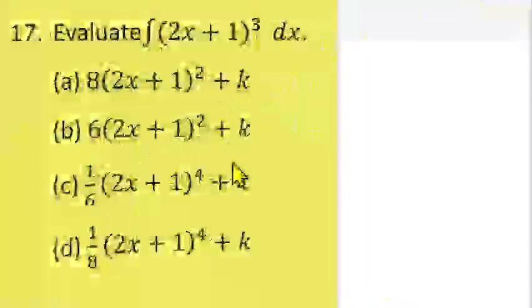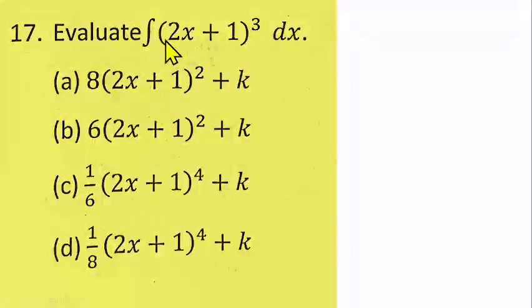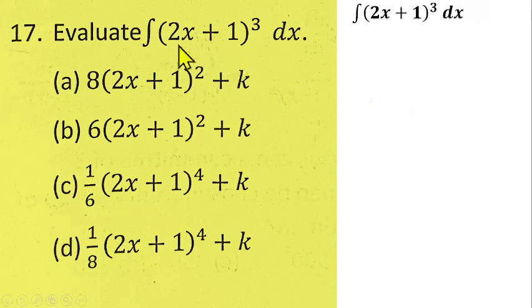Question number 17 is from integration. We have to evaluate the integral of (2x plus 1) raised to power 3 dx. We should know that from our idea of integration, this is a function of a function. 2x plus 1 is a function, and the bracket raised to power 3 is another function. So we are going to integrate this by substitution. You call 2x plus 1 a variable, so you can say let u be 2x plus 1.